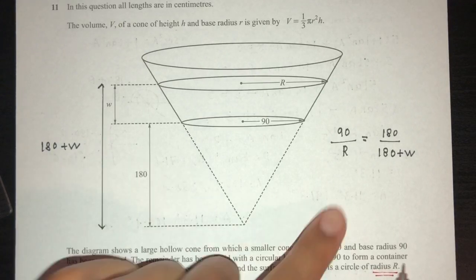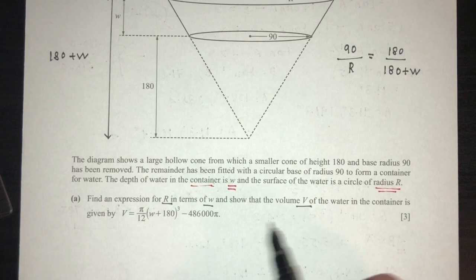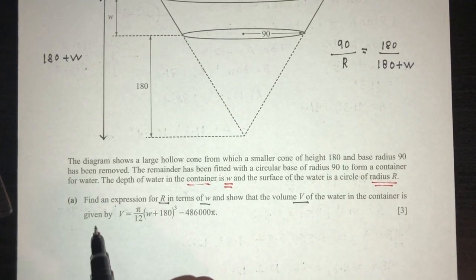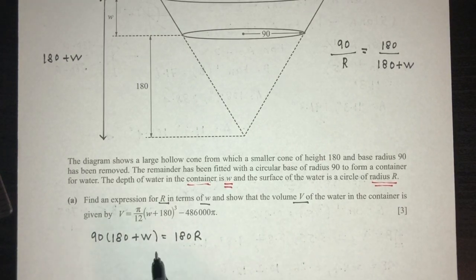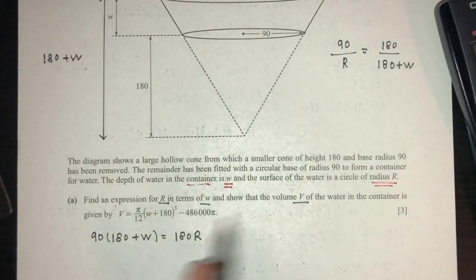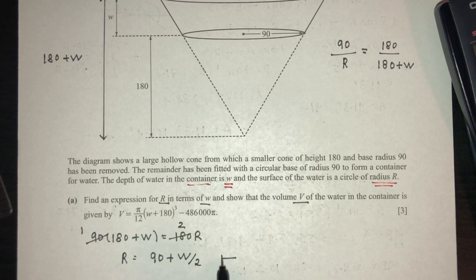Okay, so by using this, we can express R in terms of W. So let's do that. Right now we have this. We can cross multiply. You will have 90 times (180 plus W) is equal to 180 R. Now let's expand. Well, we can just divide first. Divide by 90 on both sides. That will be 1, that will be 2. R will be (90 plus W) over 2. That is your first expression of R in terms of W.